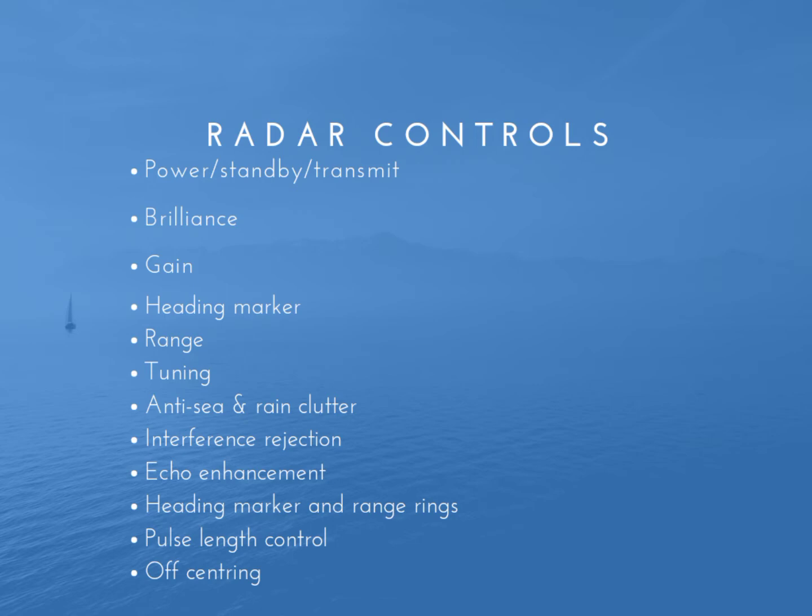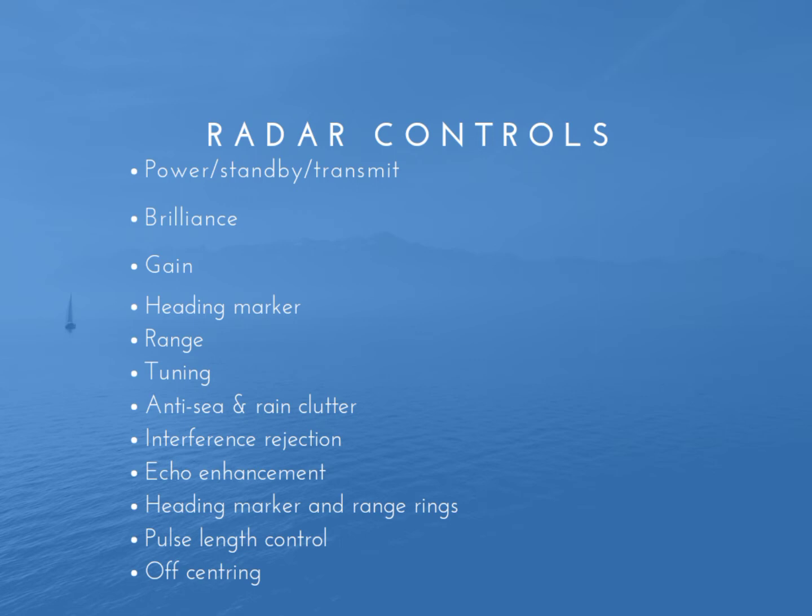Then the next one is the brilliance. The brilliance control on an analog or old style radar controls the brightness of the rotating trace and will also affect the brightness of the displayed echo, so it needs to be adjusted so that the trace itself is just visible to give a good contrast between echo and background.